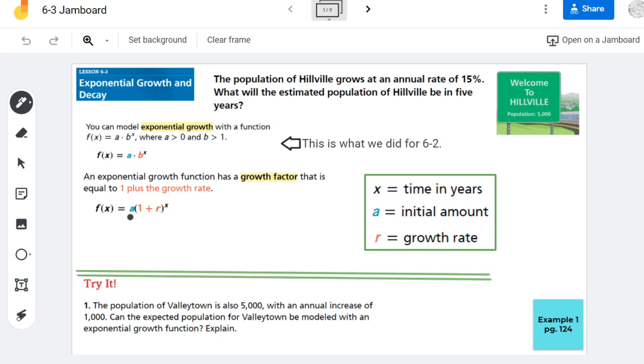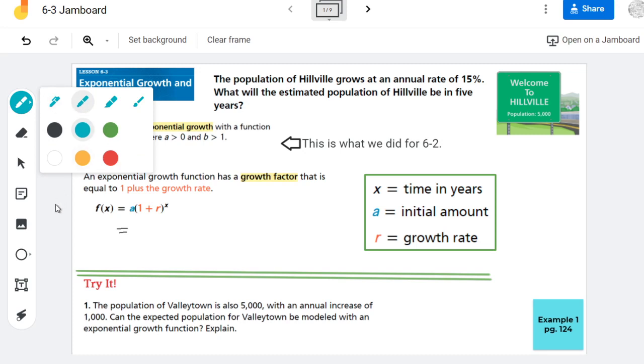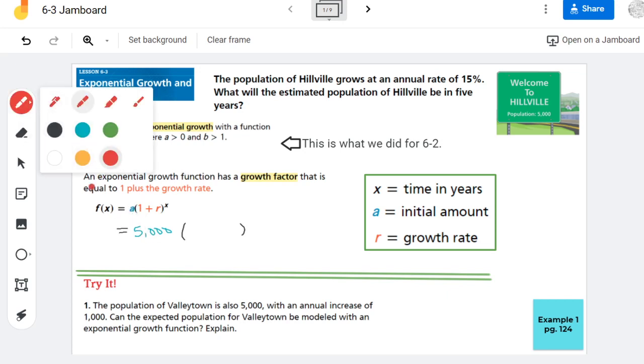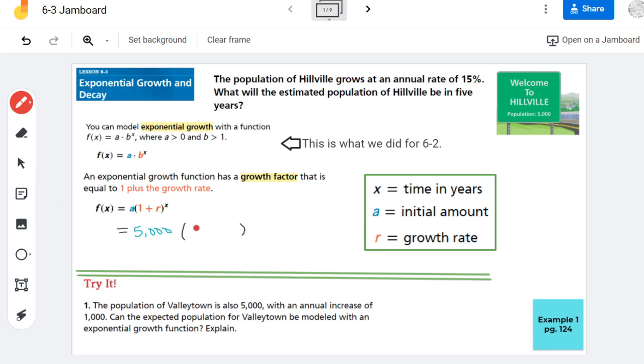Now our A value stands for our initial amount. It's our starting population. It's how much money you deposit into your bank account. It's how many bacteria there are. So that's our starting whatever we're looking at. And then inside the parentheses, we have 1 plus, it's a plus because we're growing here. The town is getting larger. And it's growing at a rate of 15%.